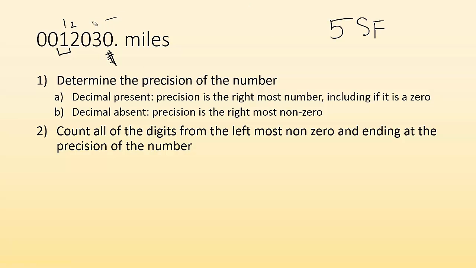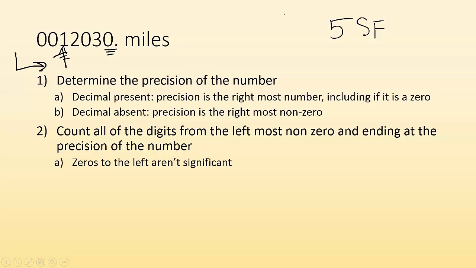Or if I wanted to do my Atlantic-Pacific trick, again, I go, all right, well, my decimal point is present. So I'm going to start from the Pacific side, which is over here. I'm going to count all of them starting with the first non-zero, which is this 1. So again, I would start at the 1 and I'd end at the last digit they wrote, and it'd give me 5 sig figs. All right? So zeros to the left aren't significant, which is why we can just ignore these guys.